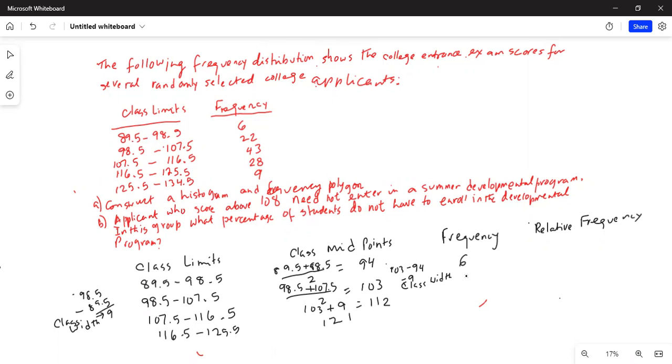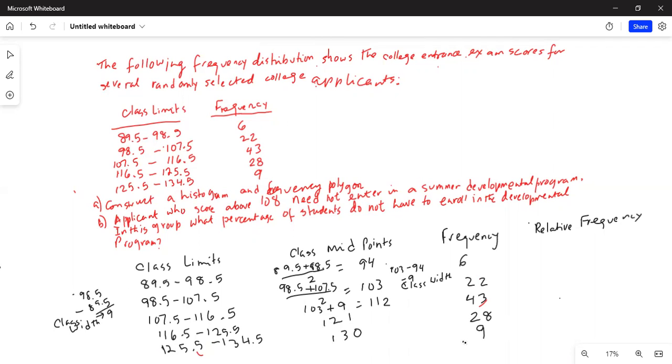And we forgot to write the frequency of the second class, which is 22. Next one is 43. Next one is 28. And the last class goes from 125.5 to 134.5. Its midpoint will be 121 plus 9, which is 130. And its frequency is 9.